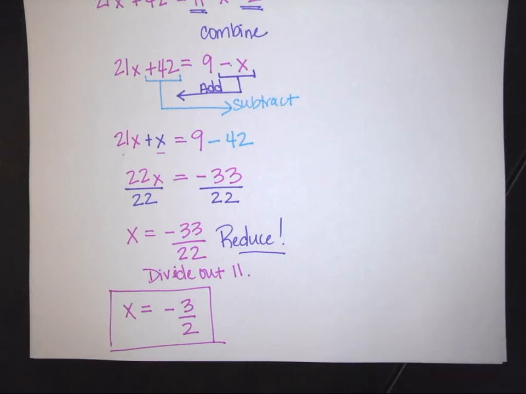So here what you can see is clearly we have one solution. And in this one solution, if I were to take this negative 3/2 and plug that back into my equation, what you would actually find is that both the left and the right-hand side equal each other and balance out. So this would be considered a one solution equation.